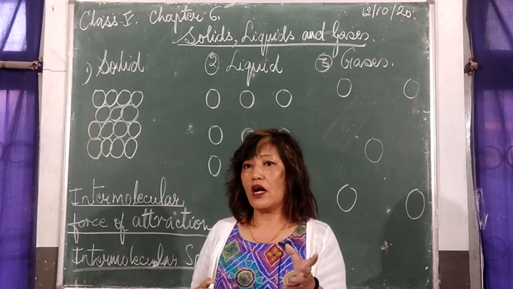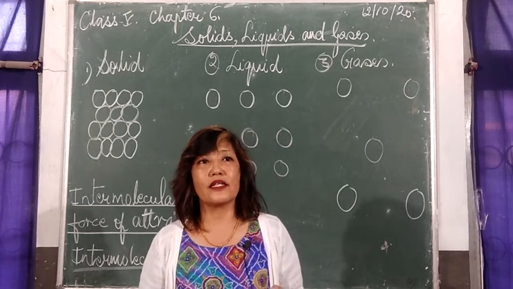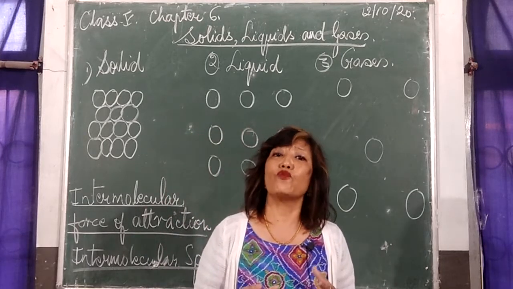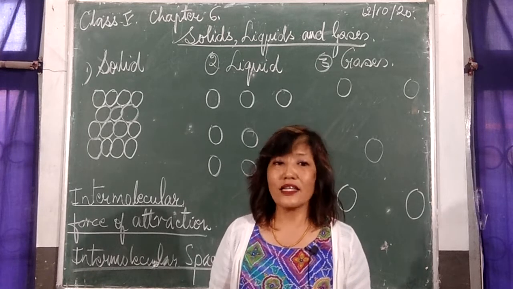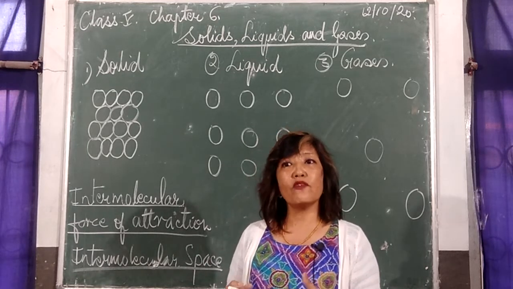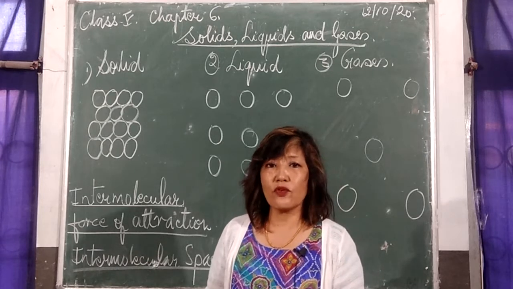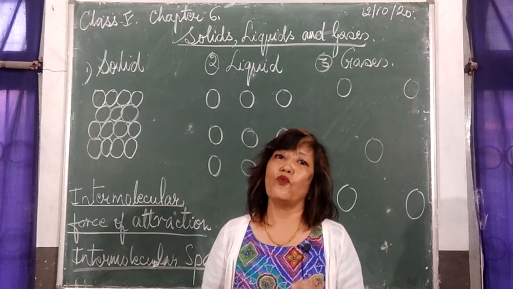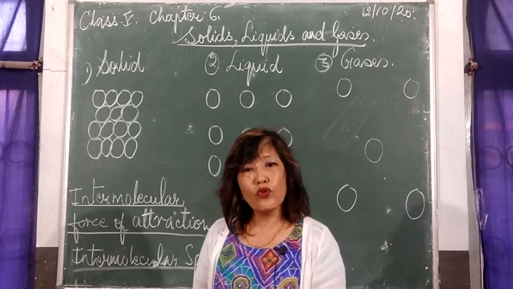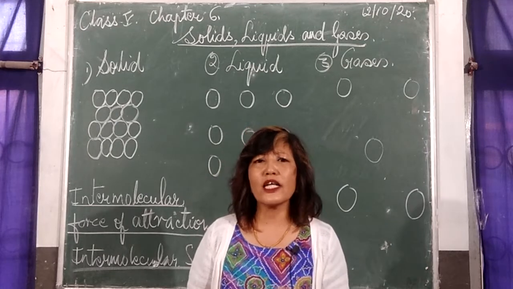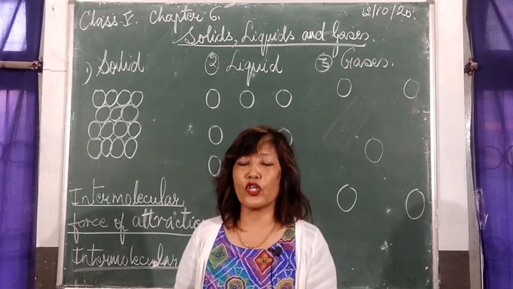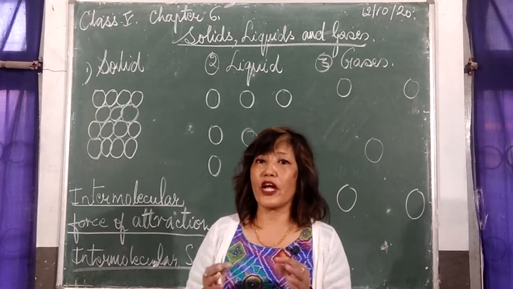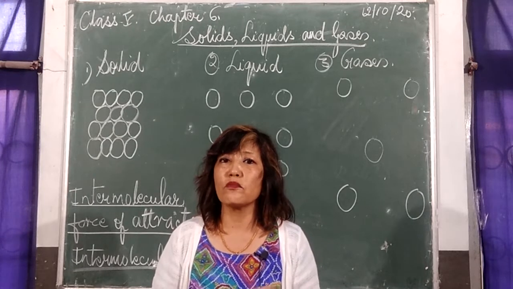Let me put one example, like take the example of a chair. If I ask you what the chair is made up of, the answer will be that the chair is made up of wood. But when I ask you what that wood is made up of, what will be the answer? Well, the answer is that wood is made up of the smallest particles called molecules. So all matter is made up of the smallest particles called molecules.